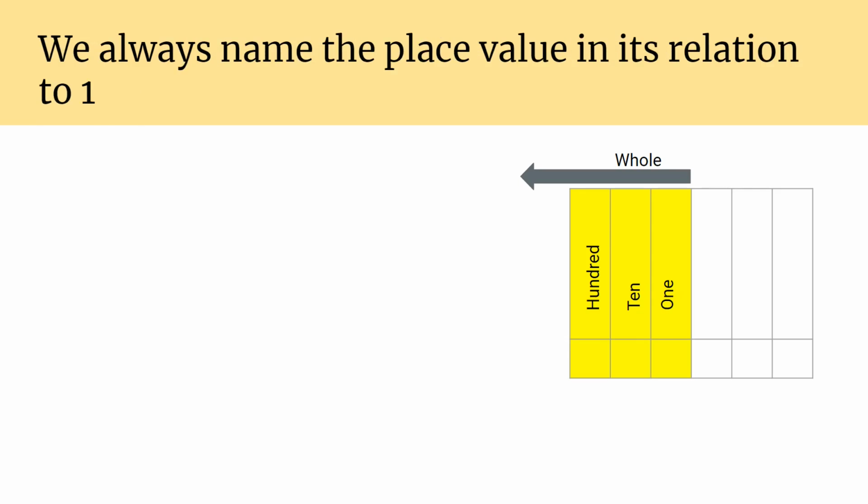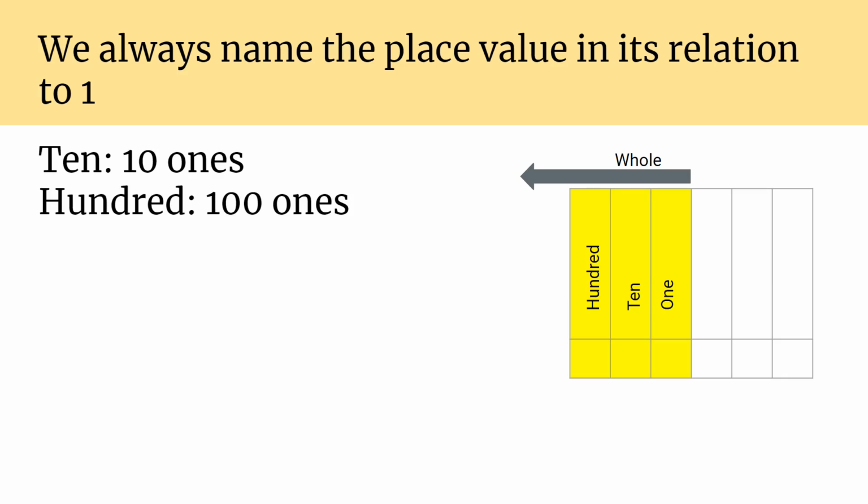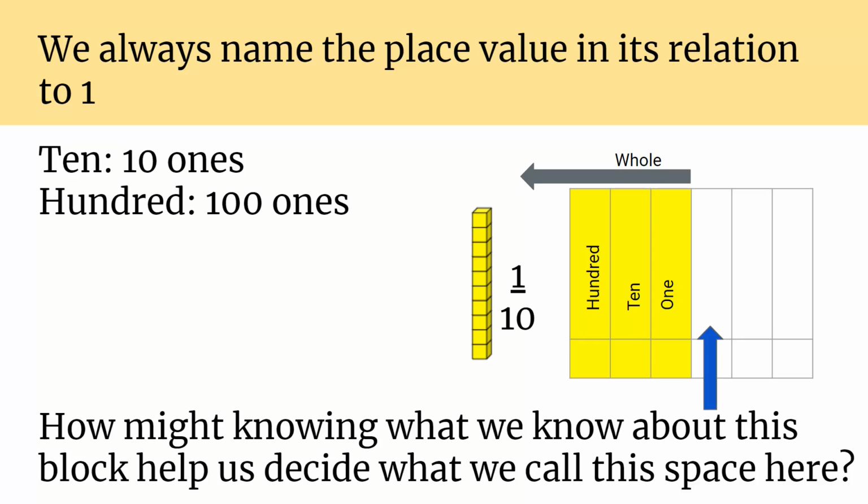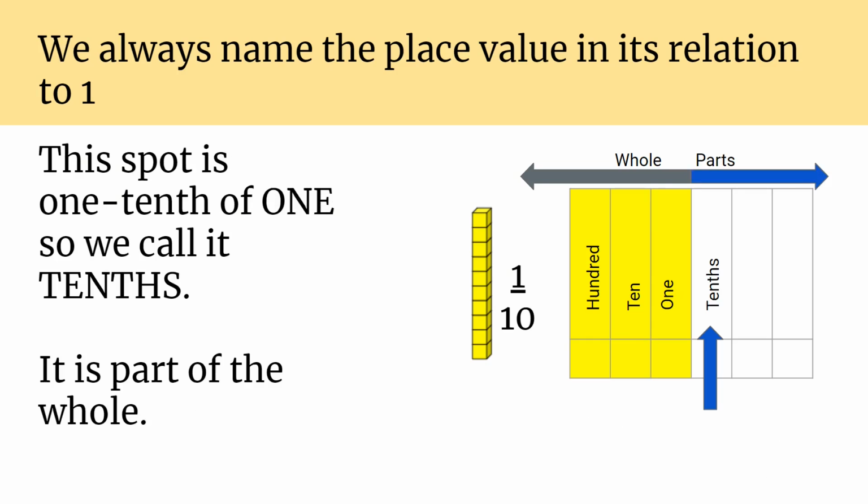We always name the place value in its relation to 1. So if I say 10, I'm actually talking about 10 ones. If I say 100, I'm actually talking about 100 ones. So this one we said was worth 1/10. How might knowing what we know about this block, the 1/10, help us decide what we call this space here? Take a moment to think about that. This spot is 1/10 of 1, so we call it tenths.